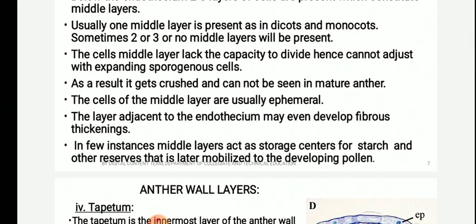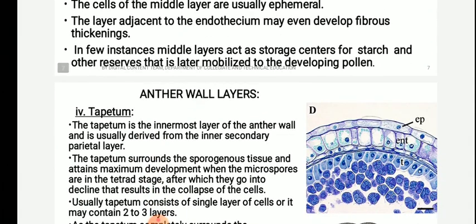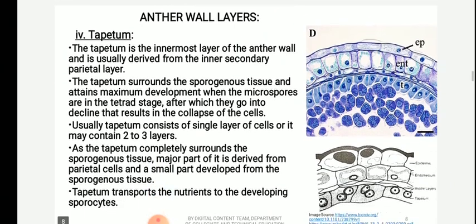The middle layer cannot undergo anticlinal division afterwards. Once it is formed, it cannot further undergo division. So when the anther, the sporogenous tissue, is expanding, the middle layers cannot expand along with the sporogenous tissue. Hence it gets crushed in the mature anther. The function of the middle layer is storage of food in the form of starch and other reserves that is later mobilized or given to the developing pollen.